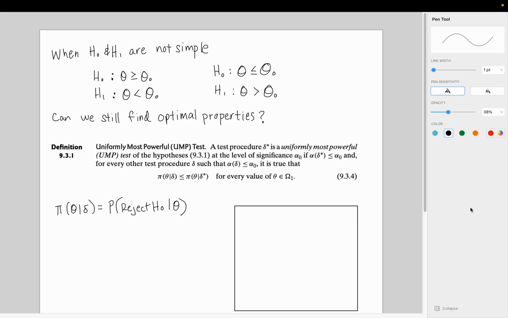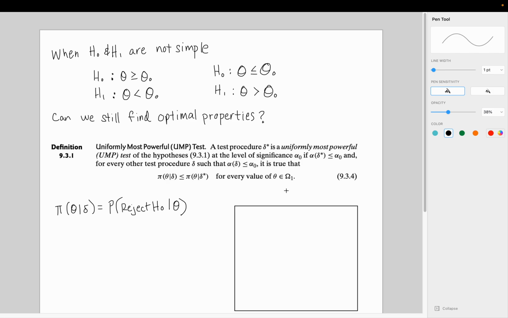So far, when we've talked about hypothesis tests and defining optimal properties, we've really stuck to simple versus simple. But what happens when we have a situation that is not simple versus simple and we have composite hypotheses? Can we still find optimal properties? And that's really what section 9.3 is about.